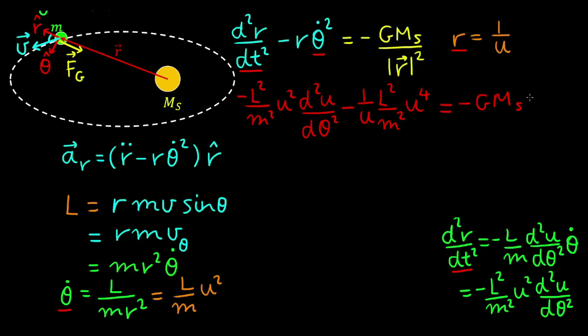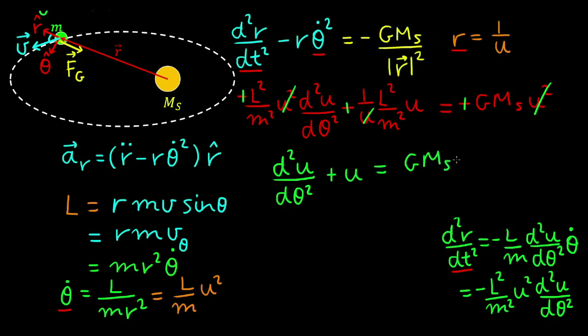So therefore, we have u squared. And now if we divide through by negative 1 and cancel u squared, so here we have u cubed on u squared, which gives u, and then multiply through by m squared and divide through by L squared. We get the second derivative of u with respect to theta plus u is equal to G times M_s times the mass of the planet squared on the square of the angular momentum.